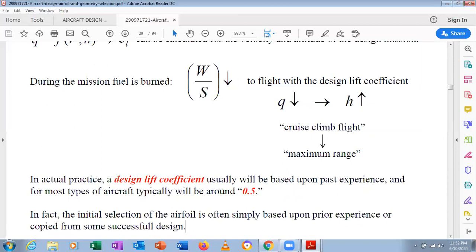And in actual practice, the design lift coefficient will usually be based upon past experiments. For most types of aircraft, typically how much is it? 0.5. Please remember, typically we will take 0.5 for the design lift coefficient. Understood? So 0.5 will be around the design lift coefficient, historically. In fact, initial selection of the airfoil is often simply based upon prior experience or copied from some successful design. So we will check that whenever you are going to design a particular aircraft.